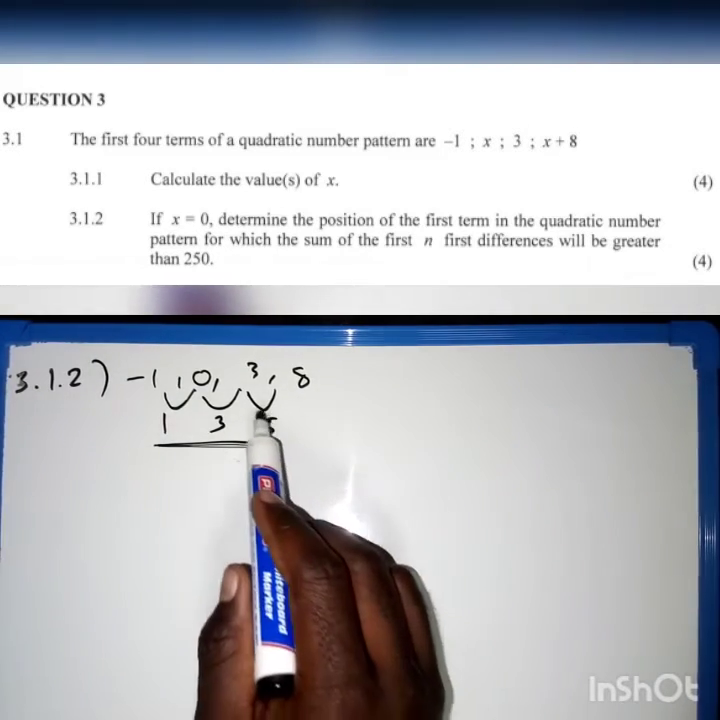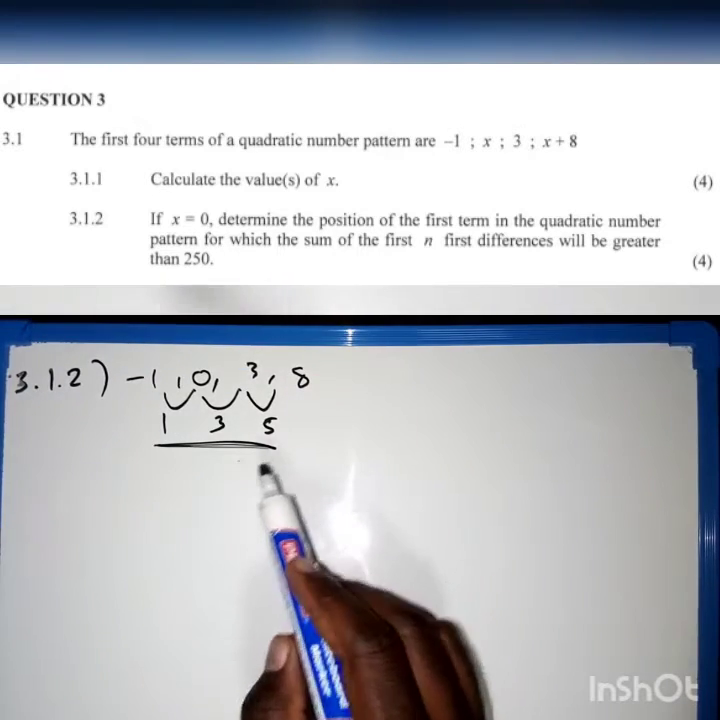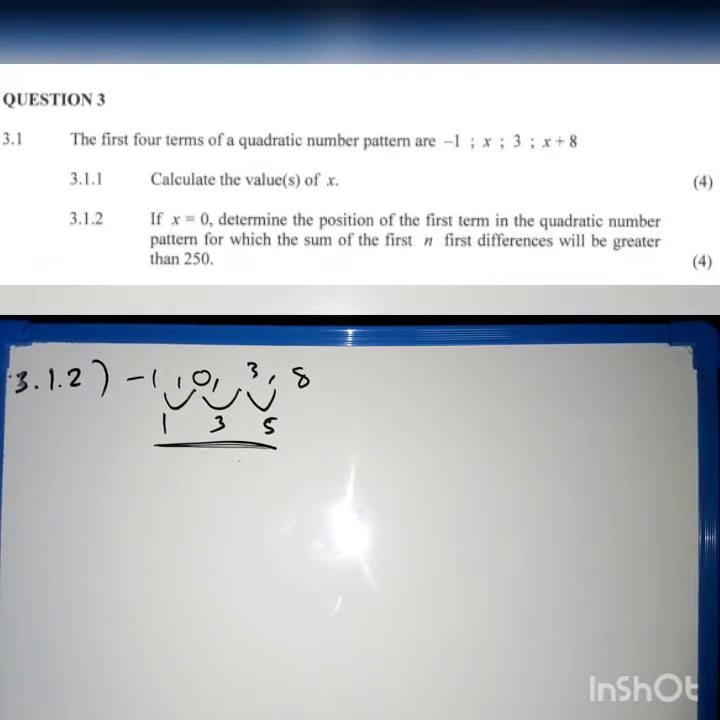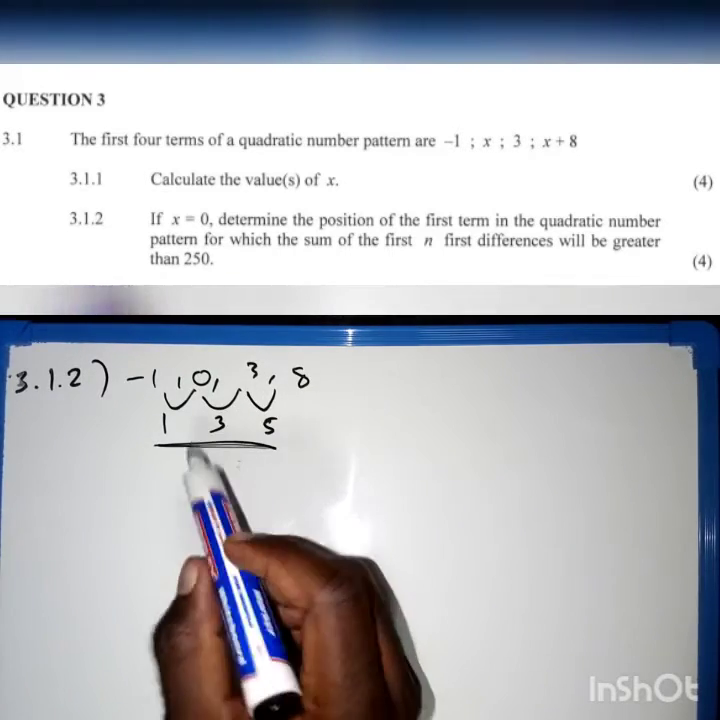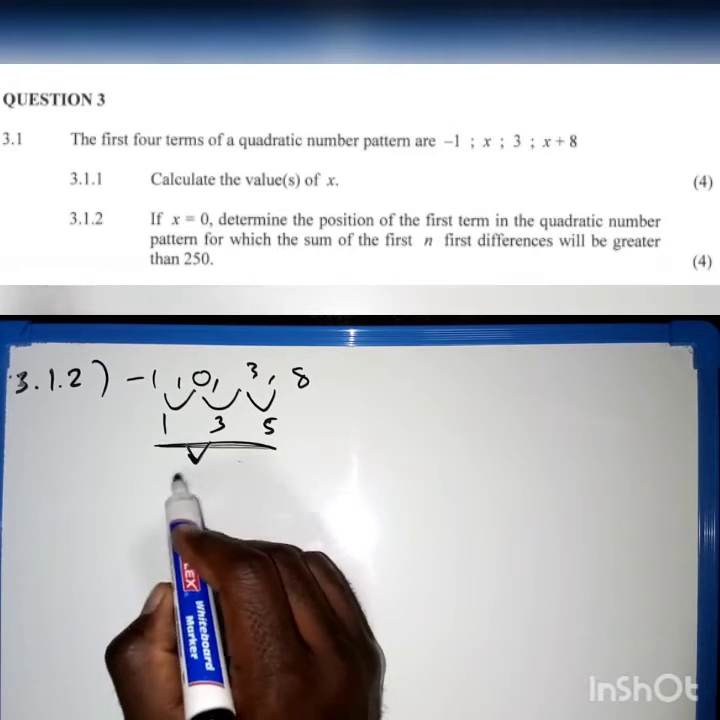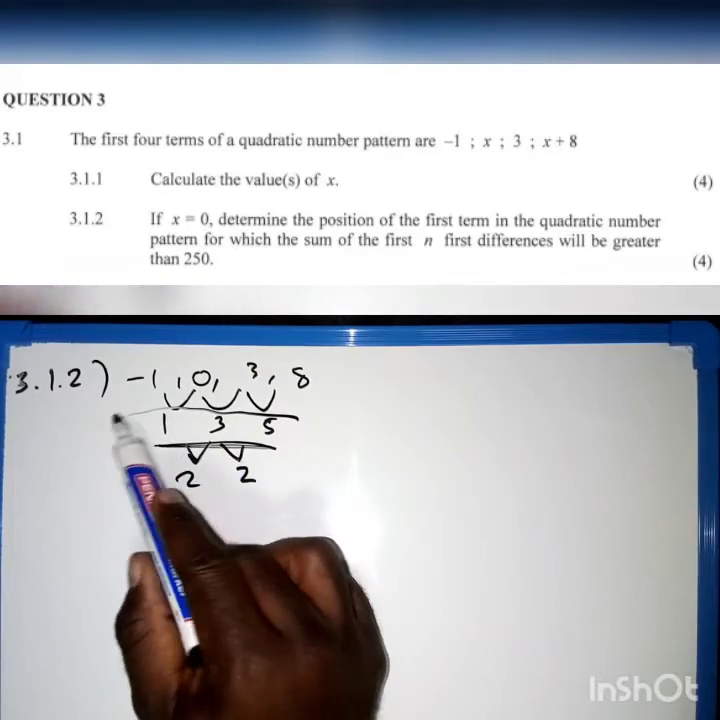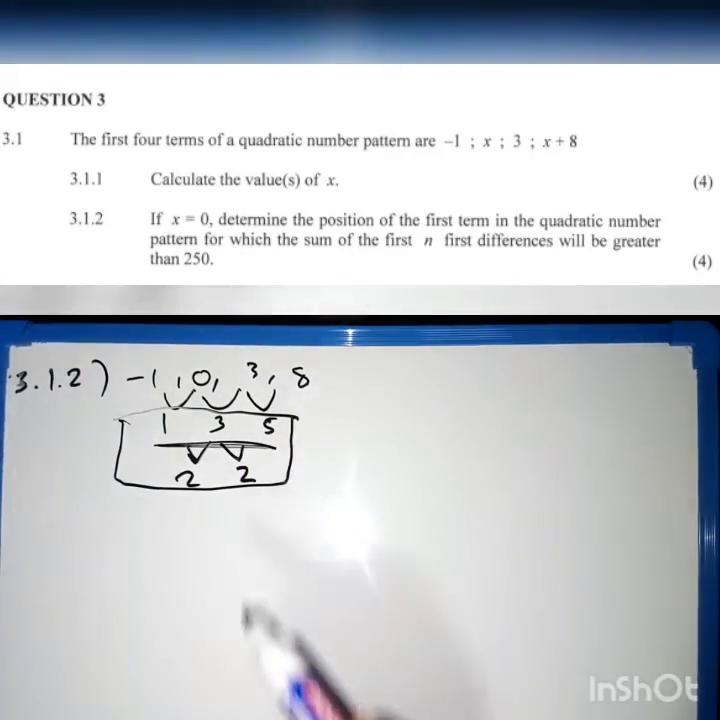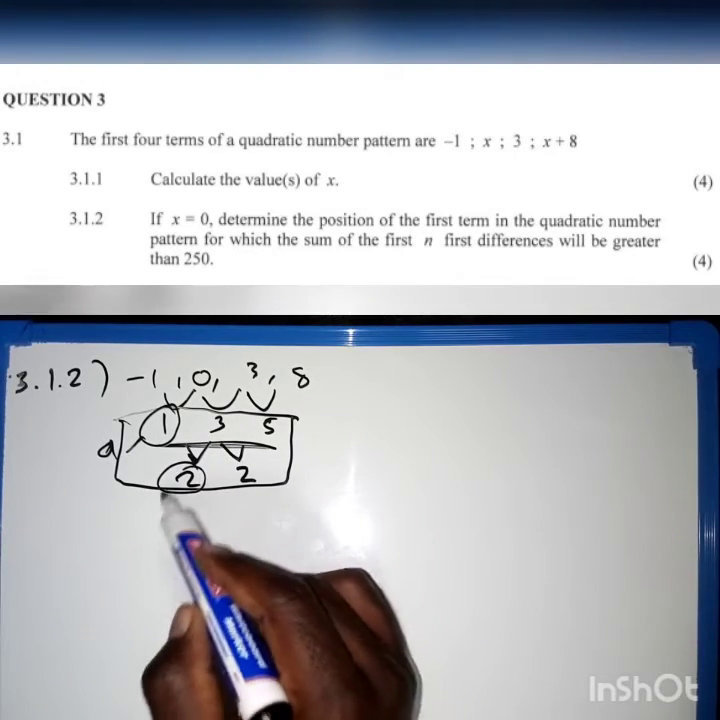So they want to know the sum of the first n first differences, the n that will be greater than 250. So in order to do that, we must find a pattern for this. 3 minus 1 is 2, and then 5 minus 3 is 2. So we're basically looking at this now, right? Where this is our a and this here is our d.